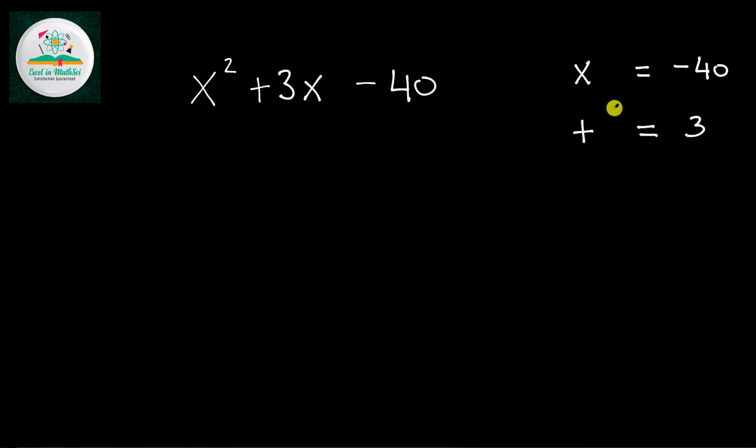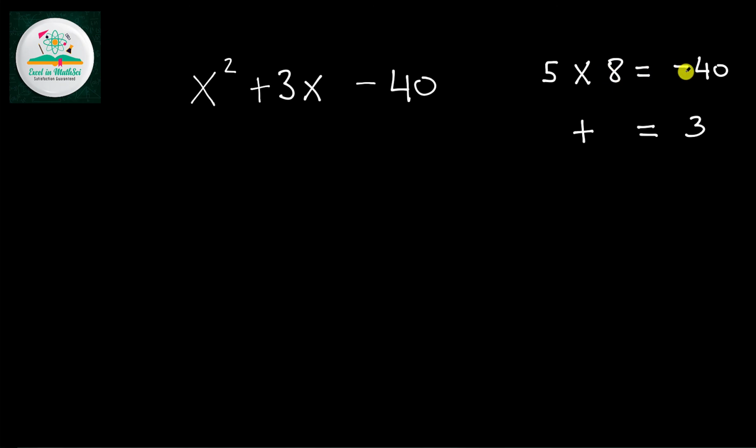Okay, let's look at another one. So we have x squared plus 3x minus 40. Once again, we need two factors of 40 that when multiplied together give me 40, and whose difference is 3. Those two factors would be 5 and 8, because 5 times 8 gives me 40.